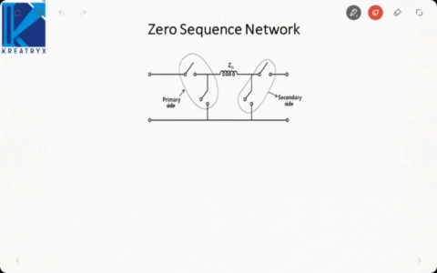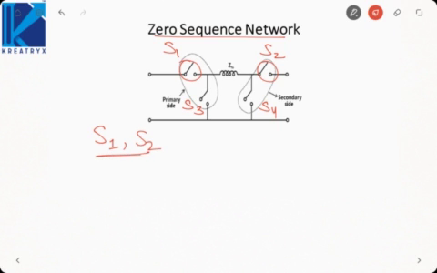So the universal circuit that we use for zero sequence network is this. Here we have two series switches, let me name them S1 and S2, and two shunt switches S3, S4. Now S1 and S2 series switches indicate that the zero sequence current will flow in the line. That can only happen with star with grounded neutral.